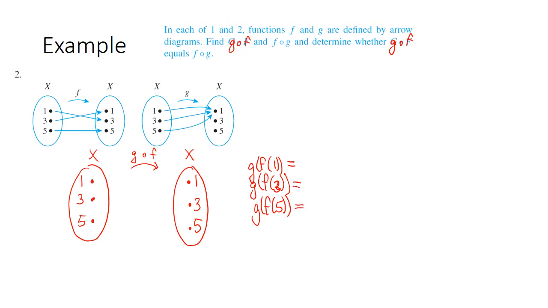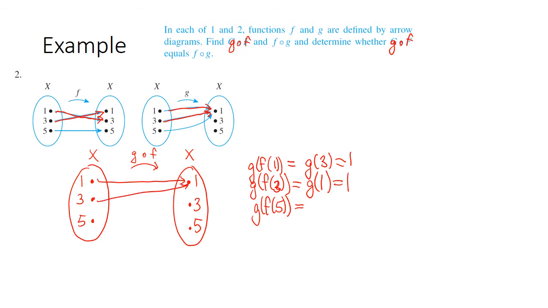So to evaluate g of f of 1, first I do f of 1. So that's going to take me from 1 to 3. So this will be g of 3. And then I do g of 3, and g of 3 goes from 3 to 1. So I get 1. Okay, so then on my arrow diagram of g of f, I go from 1 to 1. Okay, now for the next one, g of f of 3. So first I evaluate f of 3, which is 1. And then I do g of 1, which is also 1. So for my arrow diagram, g of f of 3 goes to 1.